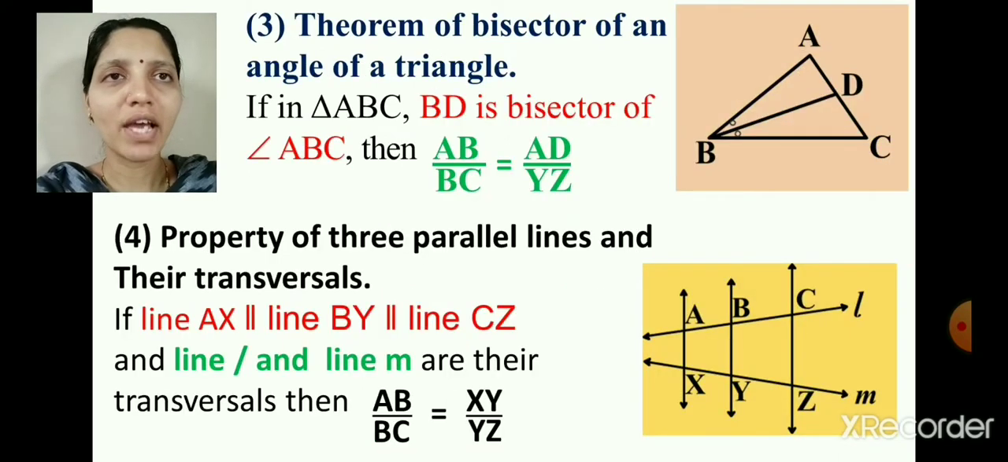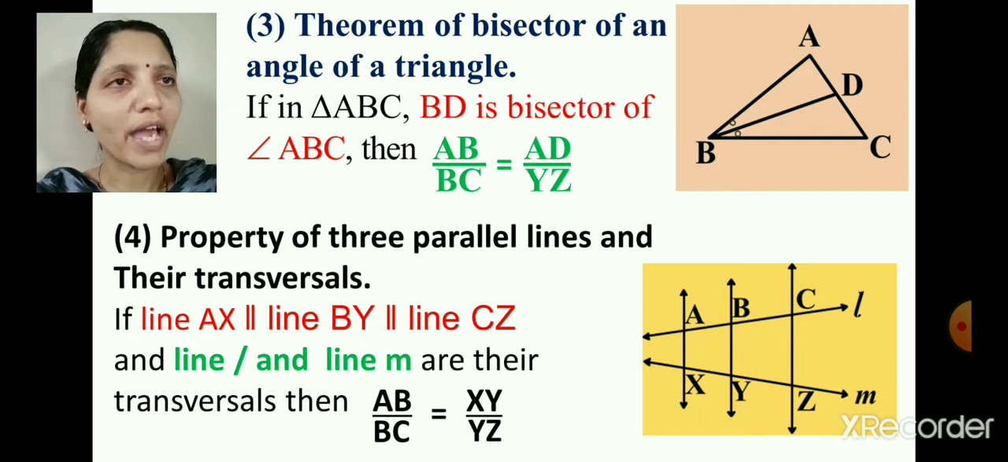After that, we have seen the theorem of bisector of an angle of a triangle. So here we have considered one triangle, triangle ABC, and seg BD is the bisector of angle ABC. Then what we get? AB upon BC is equal to AD upon DC. So this is the theorem of bisector of an angle of a triangle, that is the angle bisector theorem.